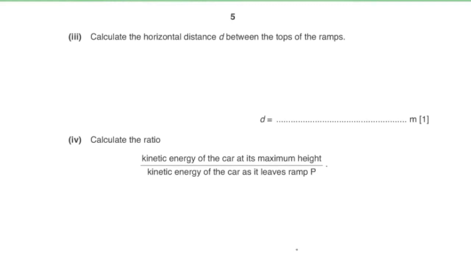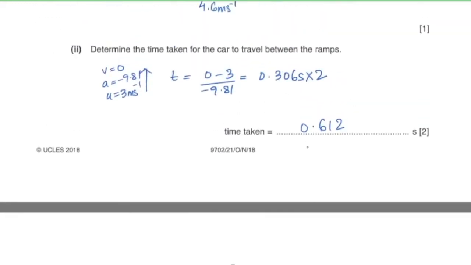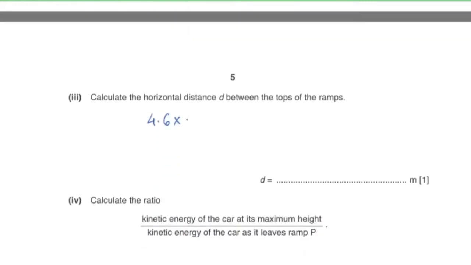Part 3, calculate the horizontal distance d between the tops of the ramps. So horizontal distance is equal to the horizontal component of velocity times the time taken for the car to reach ramp Q from ramp P. The horizontal component of the velocity is 4.6 meters per second multiplied by the time taken from the previous part. The time taken for the vertical component as well as the horizontal component is equal, so 0.612. That leaves us with the horizontal distance covered by the car being 2.81 meters.